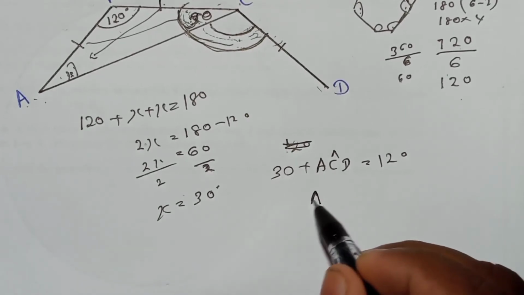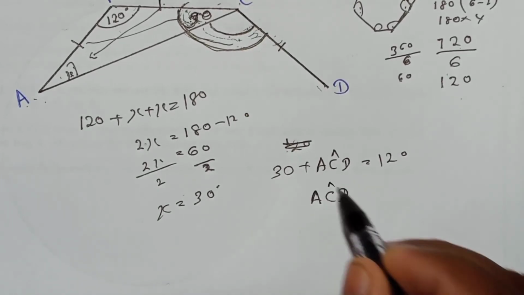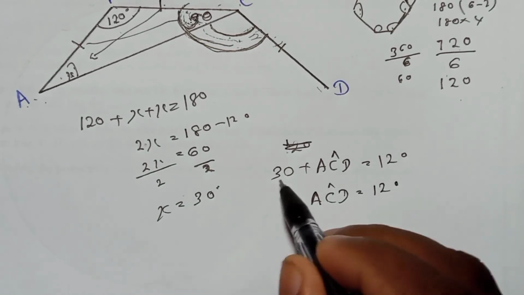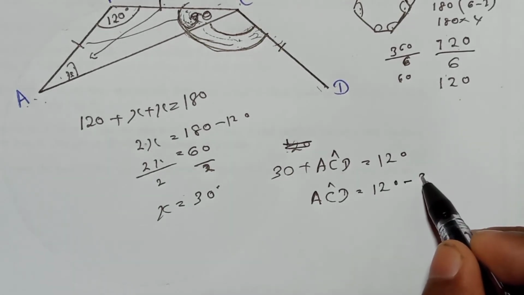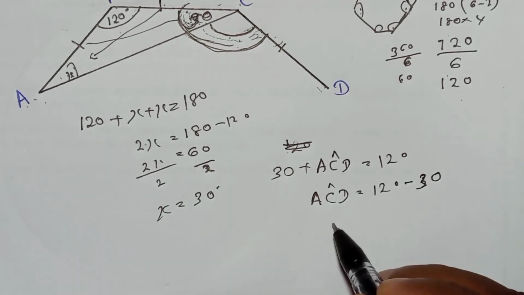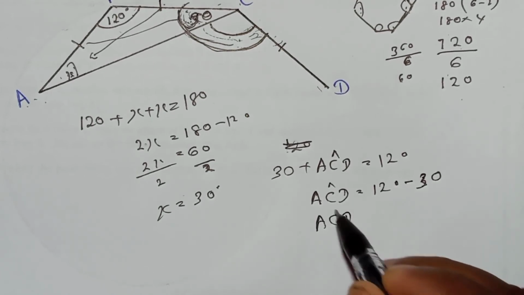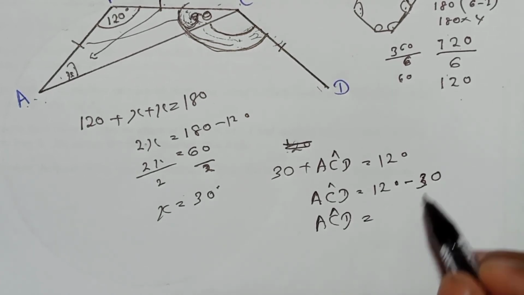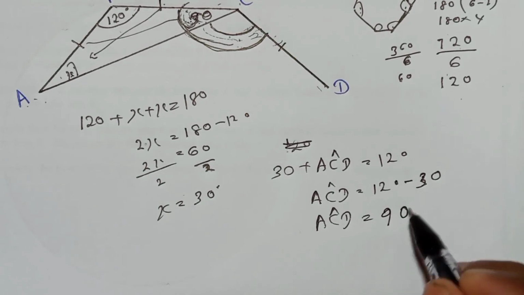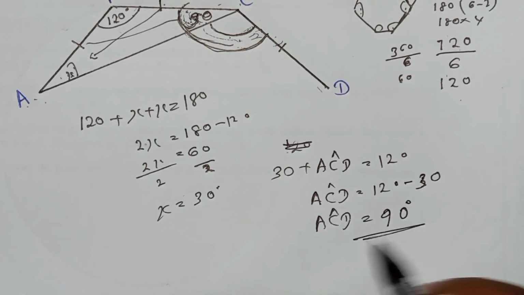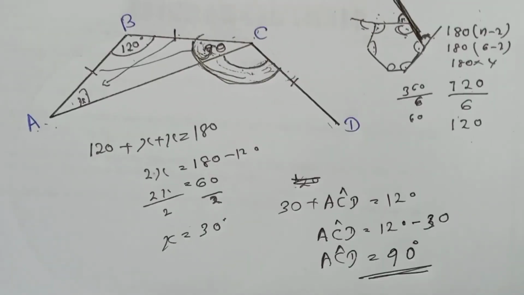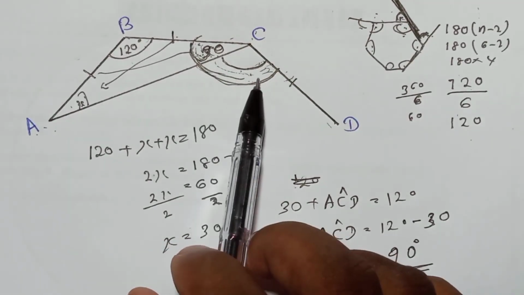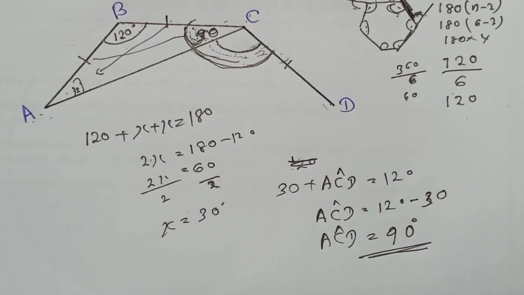Then directly we can get our final answer. ACD equals 120 minus 30, which is 90 degrees. ACD equals 90 degrees. But here it doesn't look like that, and that's why they tell us the diagram is not to scale.